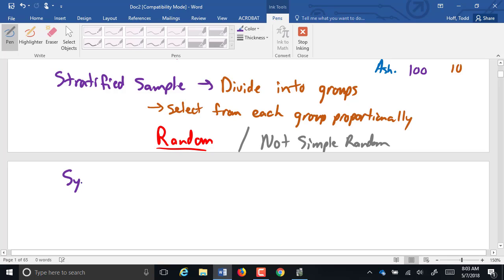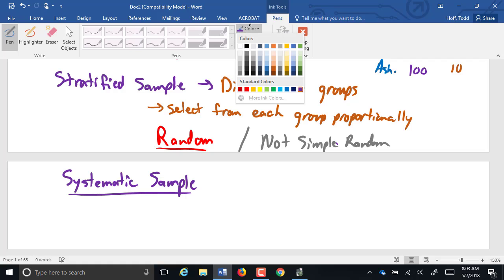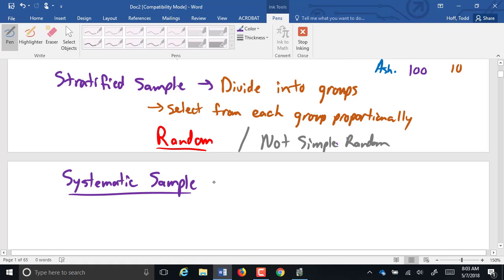Let's talk about a systematic sample. A systematic sample is a randomly selected starting point.